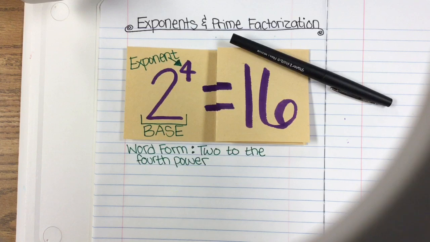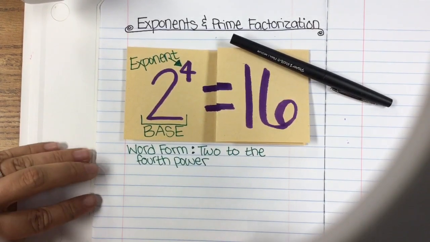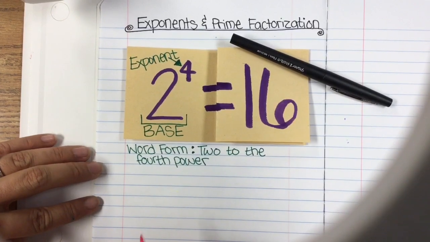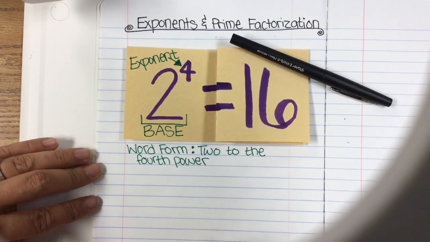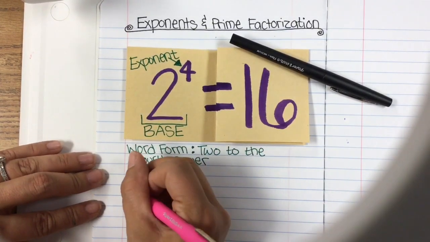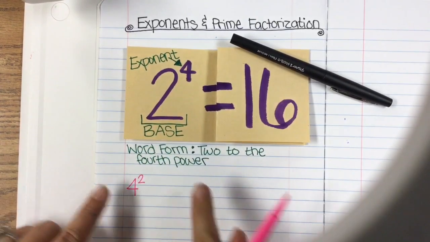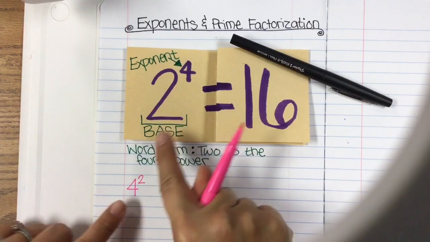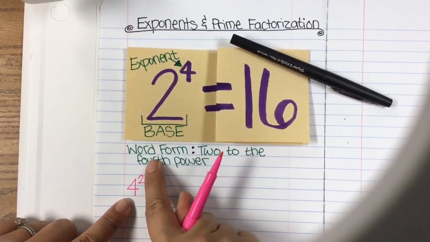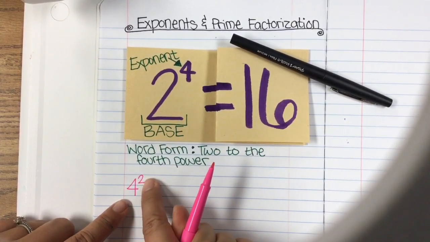Okay, sorry for the interruption. Next, I want you to grab a pen or a marker, whatever you want, maybe a pencil. That's what most people use in math, but I like to be a little colorful. We're going to do 2 other examples. So let's just do 4 to the 2nd power. Notice I read it just the same way as this. 4 to the 2nd power. 4 is my base, 2 is my exponent.